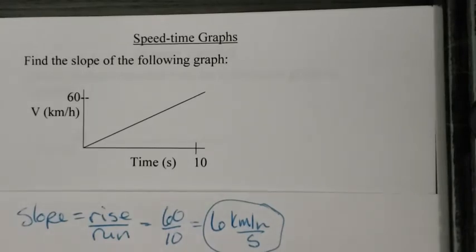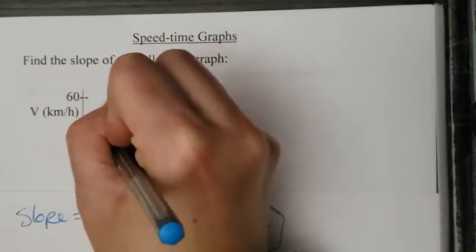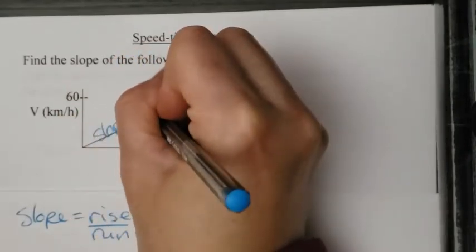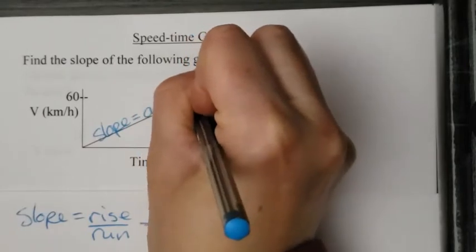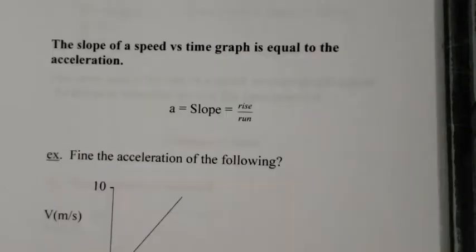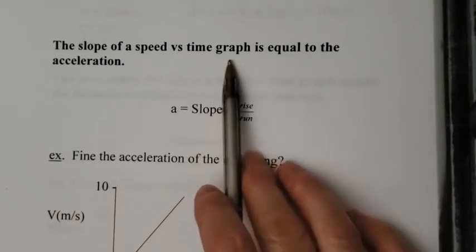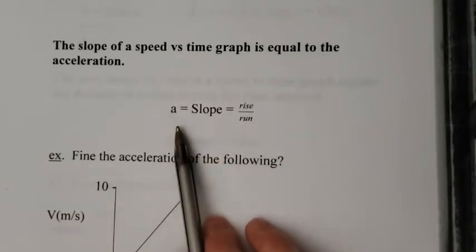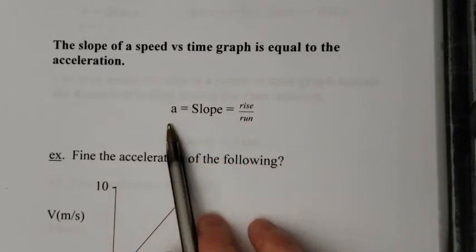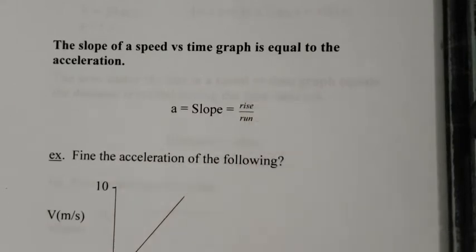So I know the slope of a velocity time graph equals the acceleration. So we can summarize that now. We know that the slope of a speed versus time graph is equal to the acceleration. So anytime I give you one of these graphs and I say find the acceleration, you just say, oh, that's easy. It's just the slope is equal to the rise over the run.